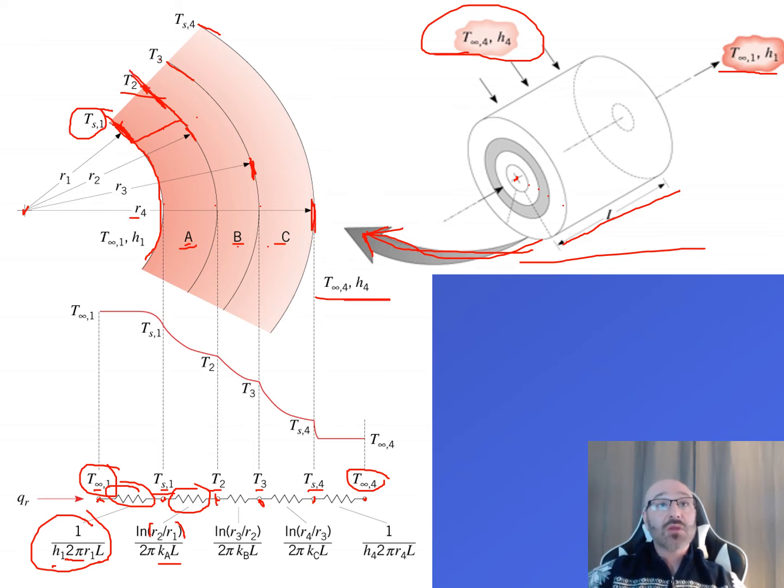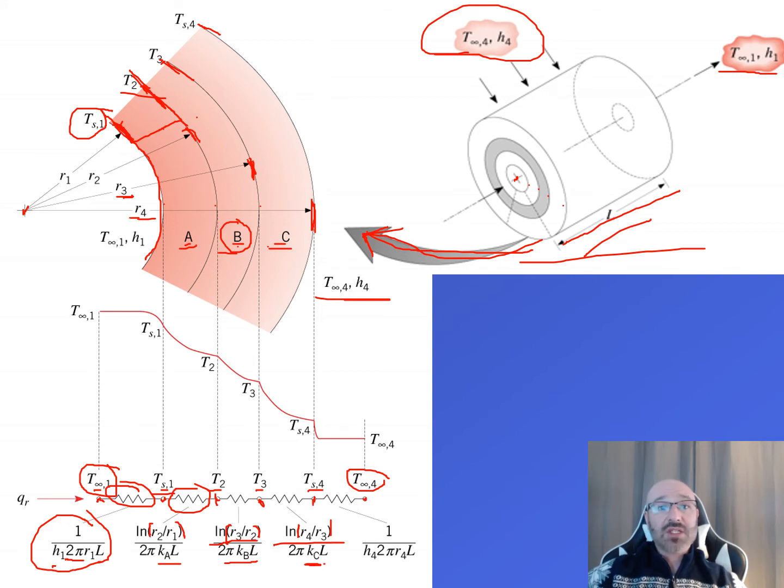So now we go between T2 and T3. Between T2 and T3, we're dealing with material B. So again, we have conduction, with the natural log of the ratio of those radii. Looking at those radii associated with material B, this is R3 and R2. And this is divided by 2 pi times the thermal conductivity of material B times that length L. Then we go between T3 and T4, still conduction going on, now through material C. We're dealing with R3 and R4 now. So we have the natural log of R4 divided by R3, all over 2 pi times K_C, the thermal conductivity of material C, times that length L.